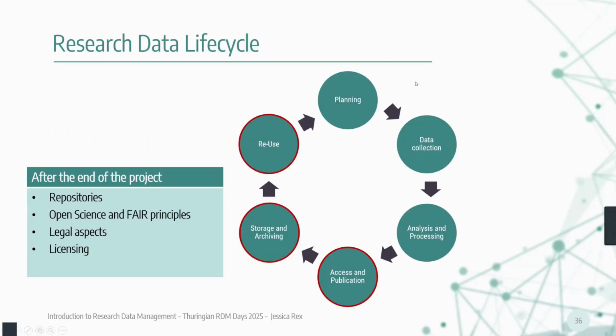I want to talk to you right now a little bit more about our end of the project stage. So you might remember the research data lifecycle from the beginning of this presentation. We've already covered the planning, data collection, analysis, and processing stages a little bit. And now we're going to talk about access and publication, storage and archiving, and then reuse. So this is towards the end, after the end of the research project, basically. And topics that we're going to cover include repositories, open science and FAIR principles, legal aspects, and then at the very end, a little bit about licensing. All right, off we go.